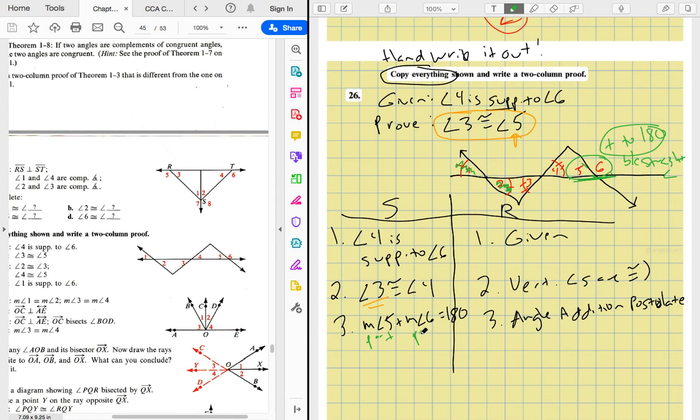Part plus part equals whole. And since we know it's a straight angle, the whole equals 180. Okay, equals 180. So this is the angle addition postulate.